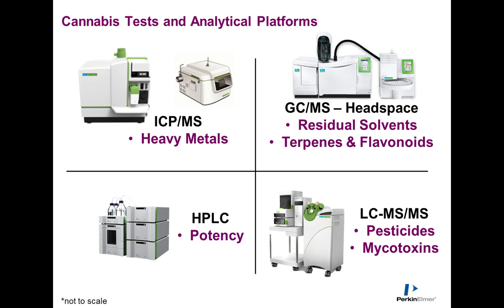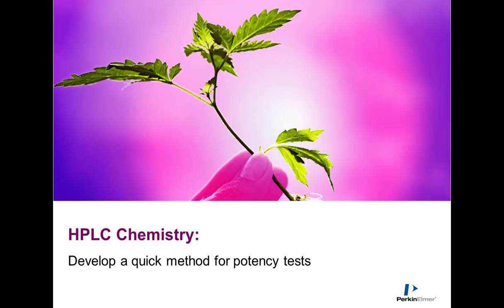But very briefly, you'll hear the acronyms ICP-MS, inductively coupled plasma mass spectrometry, which is used for heavy metals. You'll hear GC-MS, gas chromatography mass spectrometry, and Headspace analysis, used for the residual solvents, terpenes, and flavonoids. You'll hear HPLC, or high-pressure liquid chromatography, for testing the cannabinoid or hemp potency. And lastly, you'll hear LC-MS-MS, or liquid chromatography mass spec, or LC-MS triple quad. This technique is used for pesticides and mycotoxins.